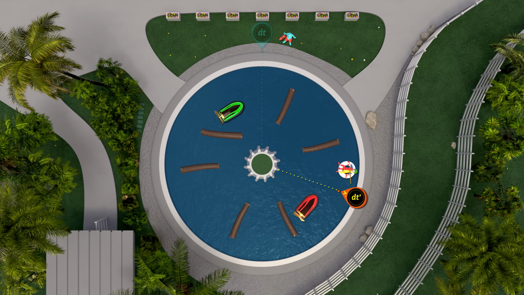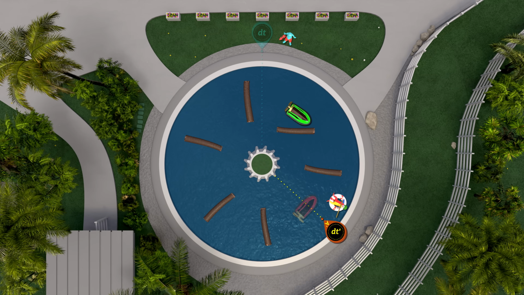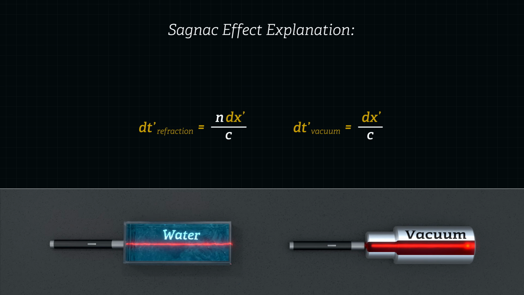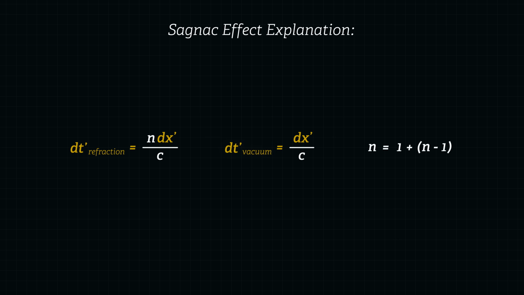We need to pick apart the formula for dt to better understand what's going on. Recall from episode 9.5a that it takes n times longer for light to travel a given distance, dx prime, through a stationary refractive medium as compared to light traveling through vacuum. Let's use a mathematical trick and rewrite the refractive index as n equals 1 plus n minus 1. Now this formula might seem mathematically trivial, but its components have physical meaning.